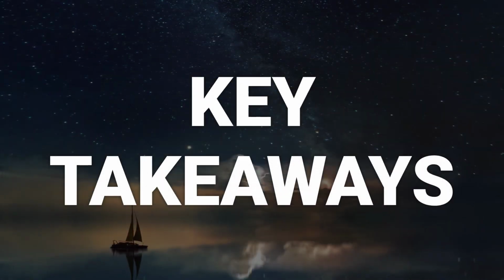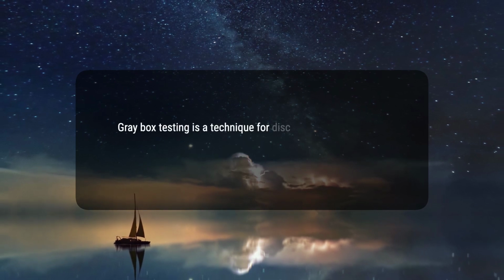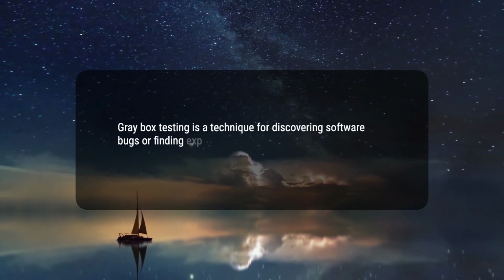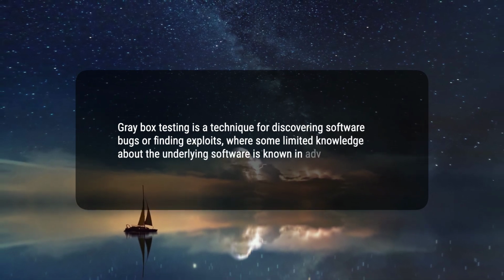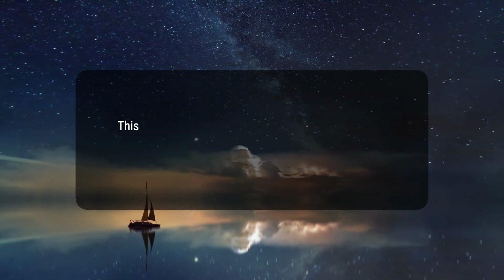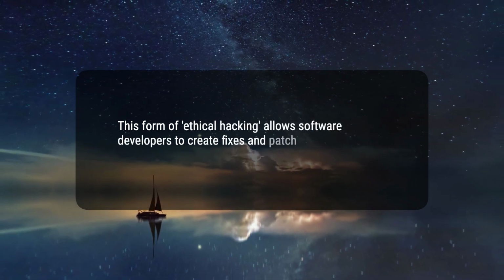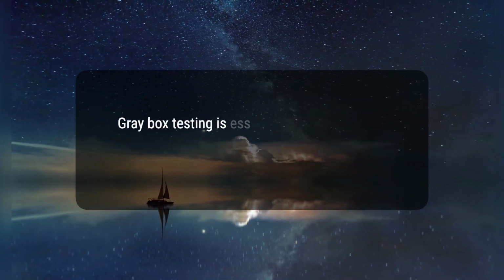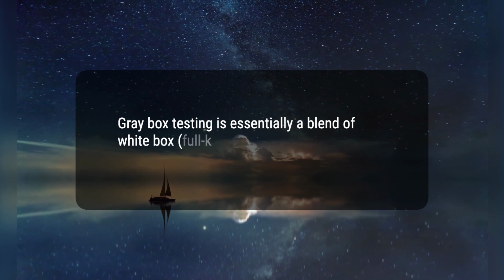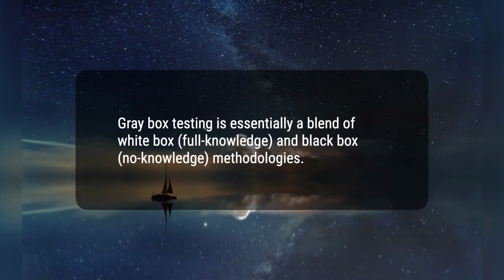Here are 3 key takeaways. 1. Gray box testing is a technique for discovering software bugs or finding exploits, where some limited knowledge about the underlying software is known in advance. 2. This form of ethical hacking allows software developers to create fixes and patches to prevent malicious attackers from utilizing these exploits. 3. Gray box testing is essentially a blend of white box, full knowledge, and black box, no knowledge, methodologies.